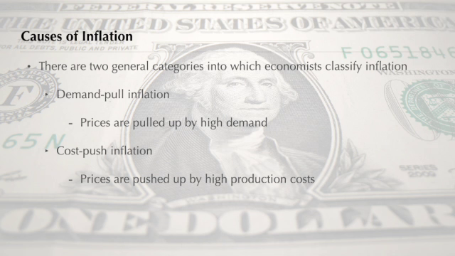Economists classify inflation into two general categories based on cause: demand pull inflation and cost push inflation. Prices can either be pulled up by high demand or pushed up by high production costs. In addition, expectations about future prices strongly affect inflation.